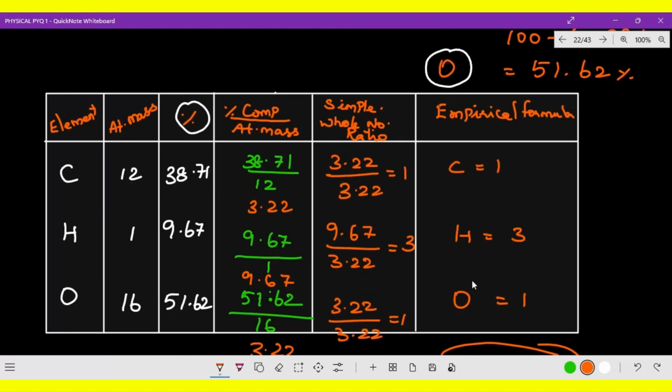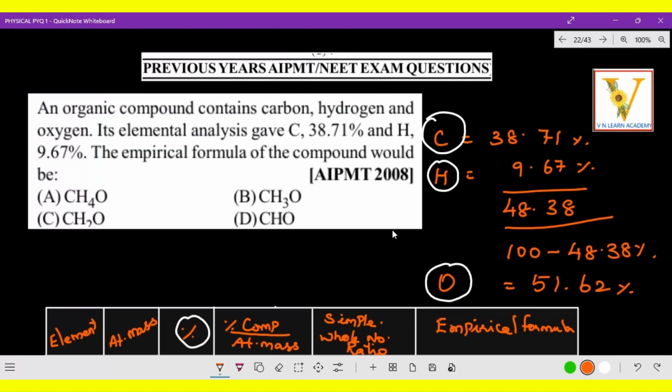Now what is the answer here? CH3O. Where is it? CH3O is Option B. Option B is the correct option. CH3O is the correct answer. I hope you got the clarity. With this, it will be easy for you to understand. Come on, let's go to the next question.